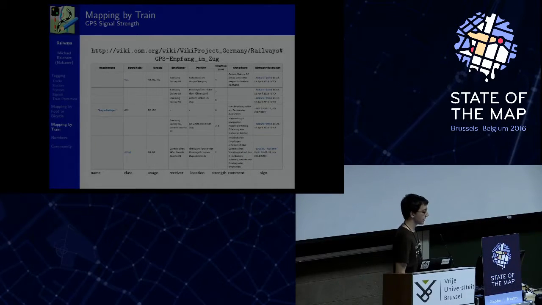It shows the class number of the train, where it is used, which receiver was used, location inside the train, how strong the signal was, and some notes. I don't know if other countries have such lists too.